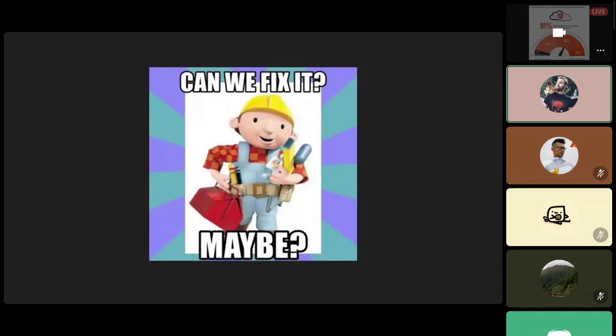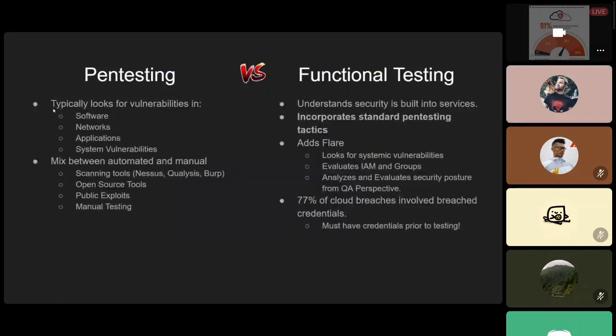So how do we fix it? Well, the first question is, can we? I think that's a pretty good question to ask, right? Maybe, hopefully, but we have to start rethinking the way of how we do it. So now we're going to go into the more transitioning part of the talk where we talk about pen testing and start getting into pen testing the cloud. So pen testing in a general sense typically looks for vulnerabilities in software, networks, apps, system vulnerabilities, all that jazz, right? And we use a bunch of different tools.